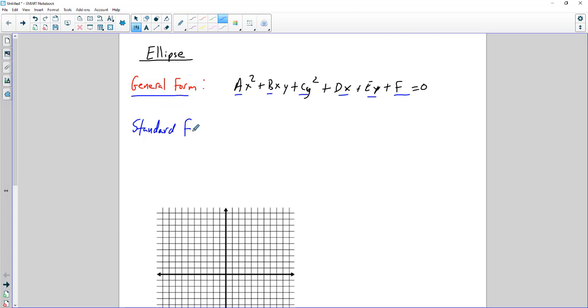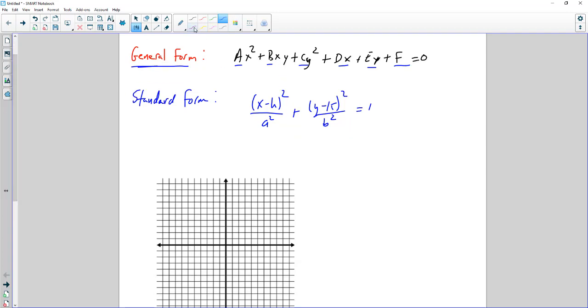Okay, so here we go. This one is important. It's going to be this form: (x minus h) squared over a squared plus (y minus k) squared over b squared equals 1. That's the standard form of the ellipse. So we have a standard form and a general form. That's what we're going to call them in class.